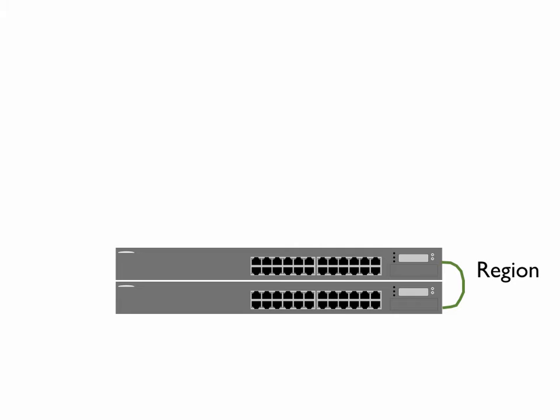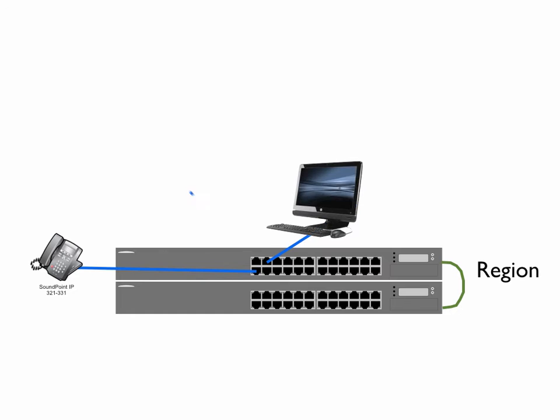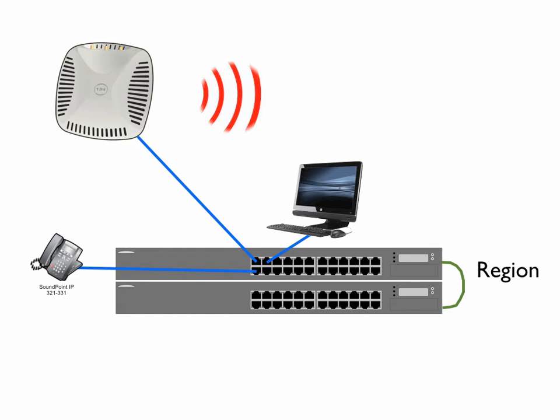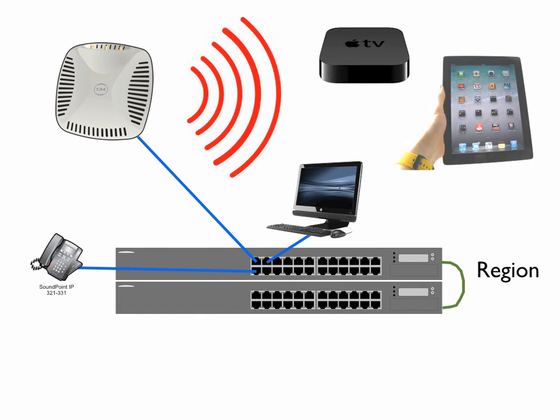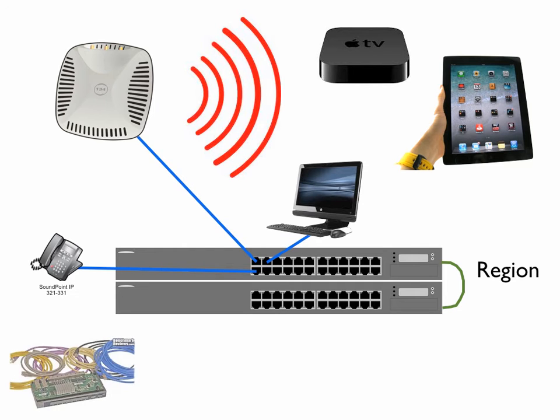In the spanning tree world, they belong to what's called a region. And this region is attached to our phones, computers, and to our wireless access points that are in turn connected to Apple TVs and iPads. What spanning tree is designed to do is protect the network from things being plugged into it that might cause trouble, loops, unauthorized equipment, and other things.